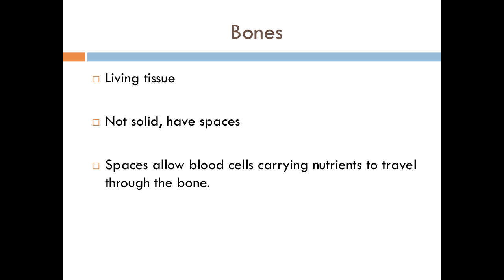Bones are made up of living tissue. They are not solid, and they have spaces between them. The spaces allow for blood cells carrying nutrients to travel through the bone. Those spaces are allowing the blood to go through so that it can carry those nutrients to the different parts of your body that require those nutrients.